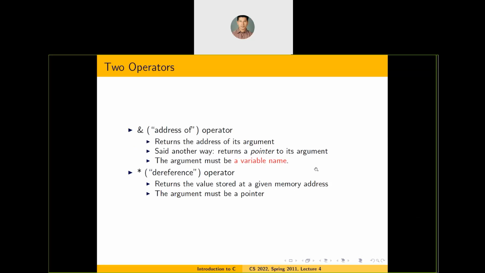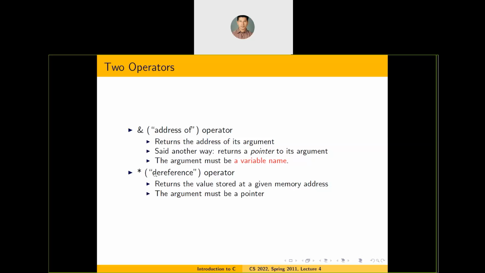We have done this part yesterday. The address-of operator returns the address of its argument. Said another way, it returns a pointer to its argument. The argument must be a variable name. Only variables will have an address, and the address of those can be taken. If it is a constant, then it will not have any address. I cannot access the address of a constant value.